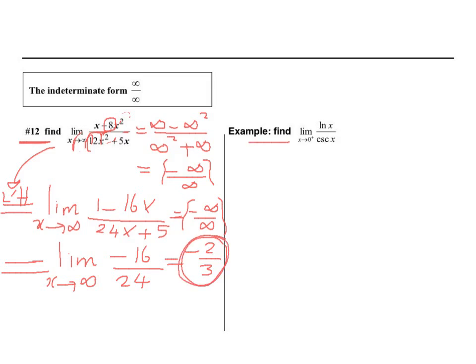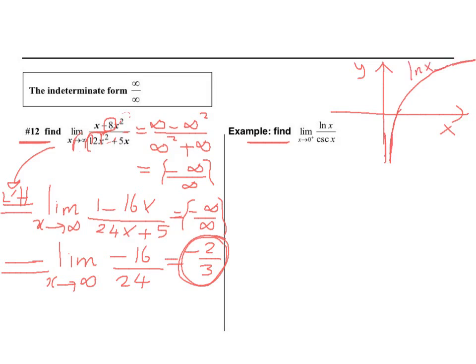Another example is this. The limit of ln x divided by cosecant x when x approaches 0 from the right. Here, 0 from the right is a requirement because ln x is defined only for positive numbers. If you look at the graph of ln x, this is ln x. Ln infinity is infinity and ln 0 is minus infinity.